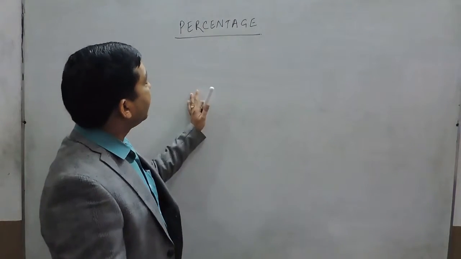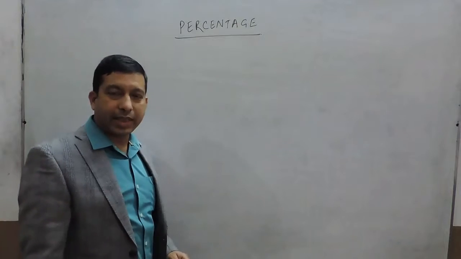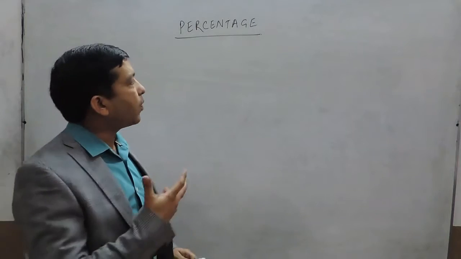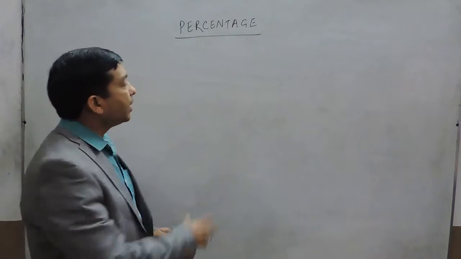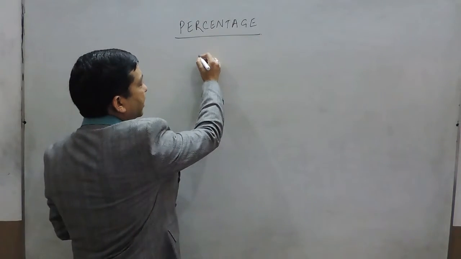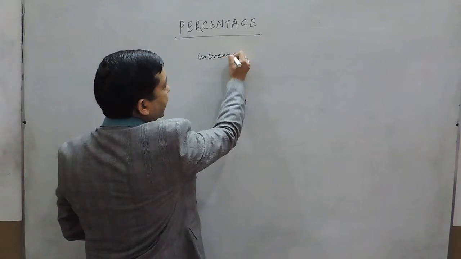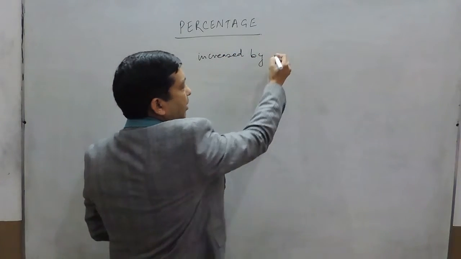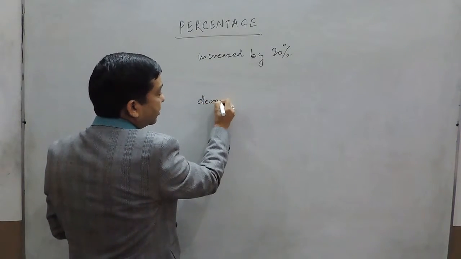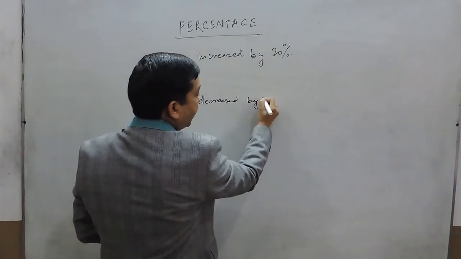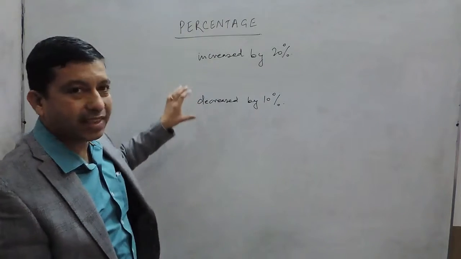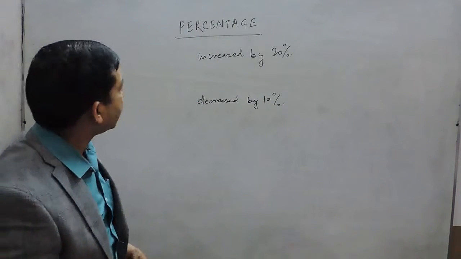Hello everyone. We have already made 3 videos on percentage where we told everything about the meaning of percentage and what kind of questions come in percentage. Now, in this video, we are talking about the question where it is given that something is increased by 20% or something is decreased by 10%. So what actually is the meaning of these phrases which are used in the chapter percentage?